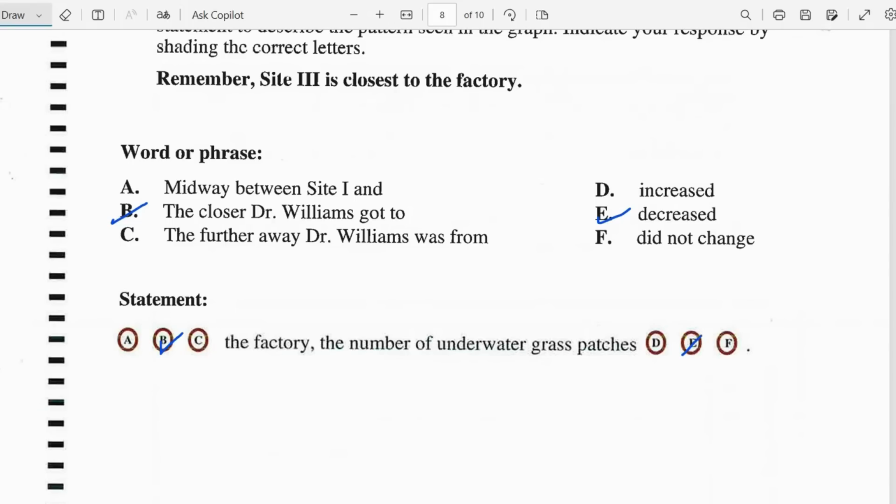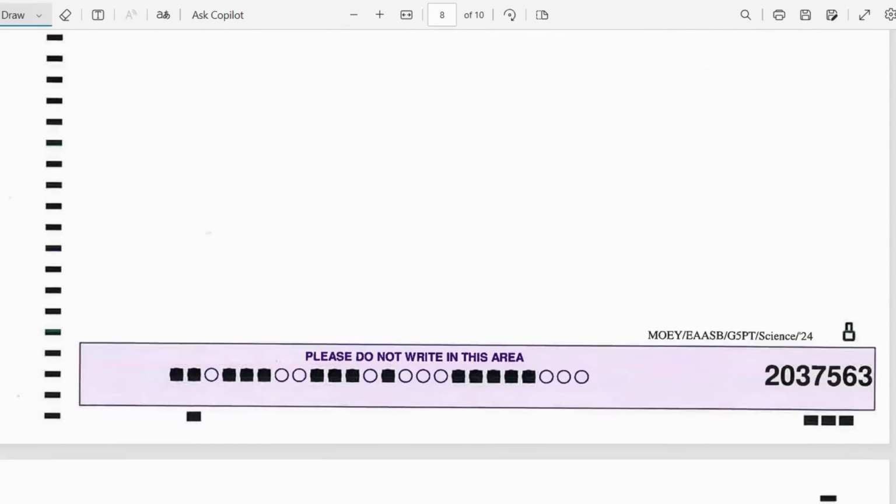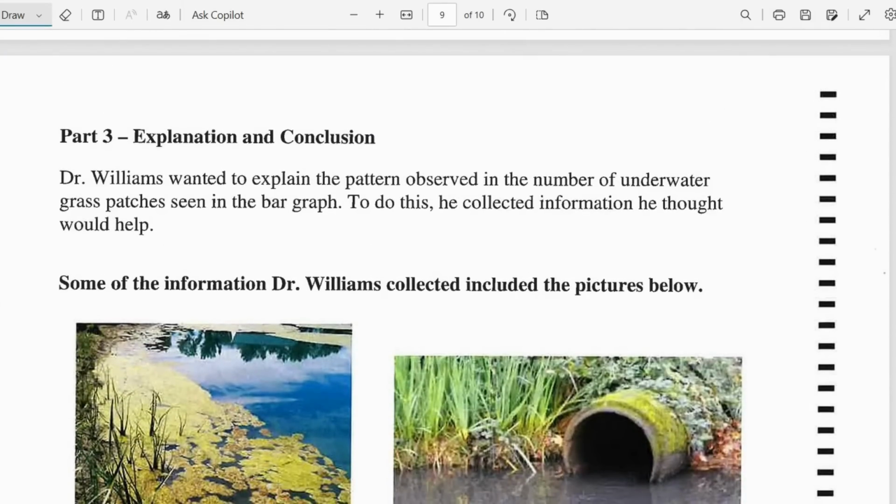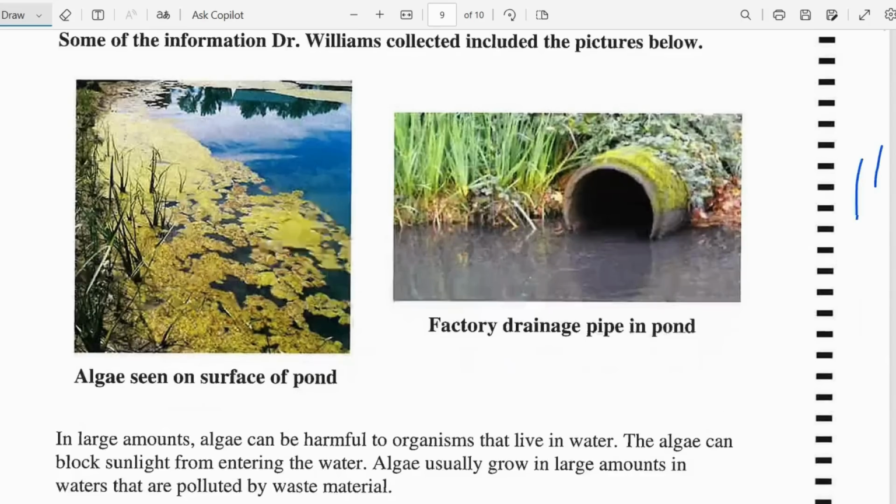I hope you were able to follow this part. Alright, so let's look at part 3, which is the explanation and conclusion. Dr. Williams wanted to explain the pattern observed in the number of underwater grass patches as seen in the bar graph. To do this, he collected information he thought would help. So some of the information Dr. Williams collected includes the pictures below.